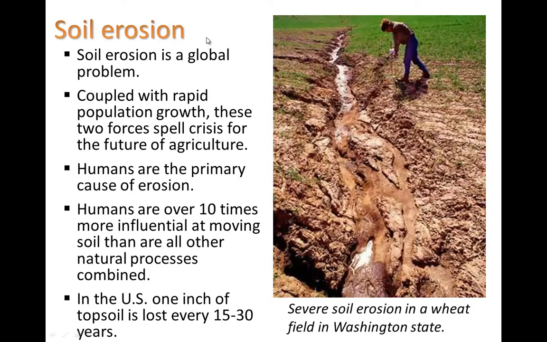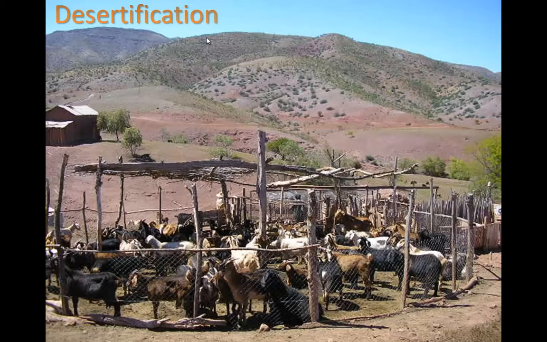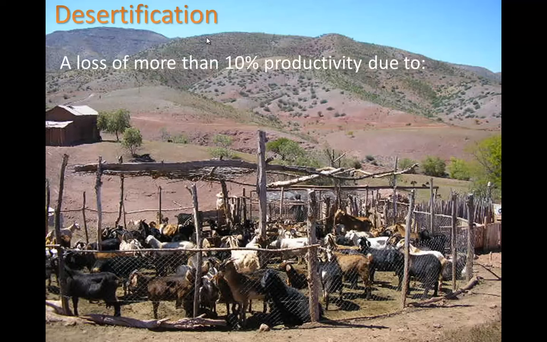Let's take a look at some ways in which soil can be degraded. One is called desertification. And it's a loss of more than 10% productivity of the land due to erosion. By productivity, we mean how well it can grow food. Soil compaction, where it's just getting too hard, it's getting too pressed together. Forest removal through logging activities.